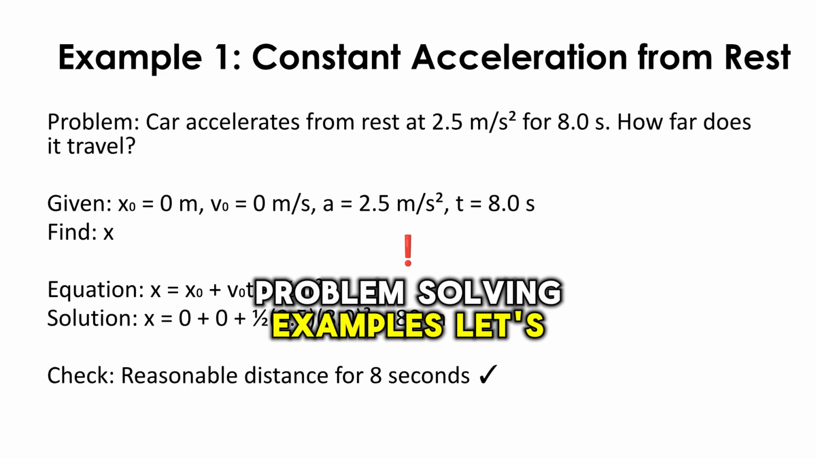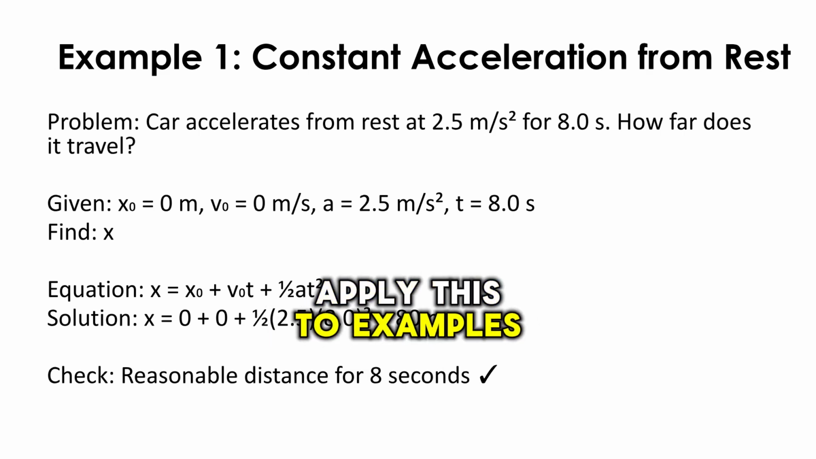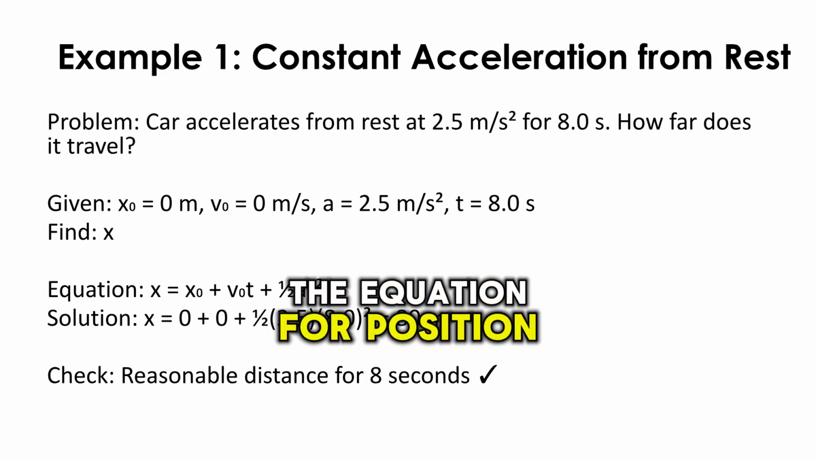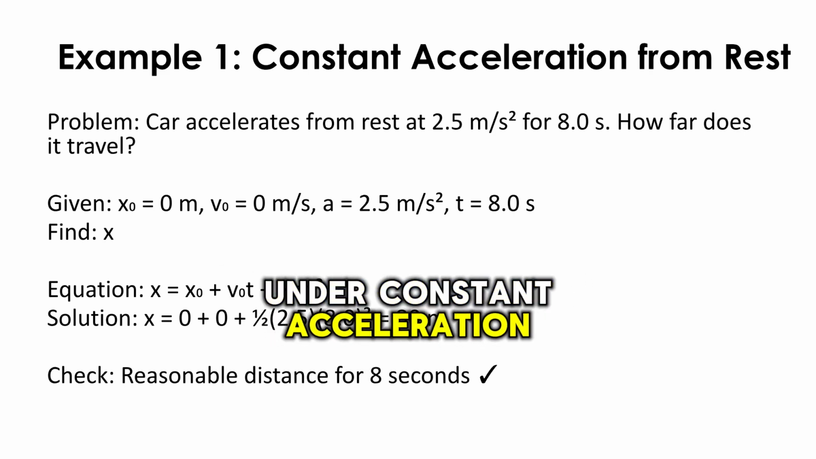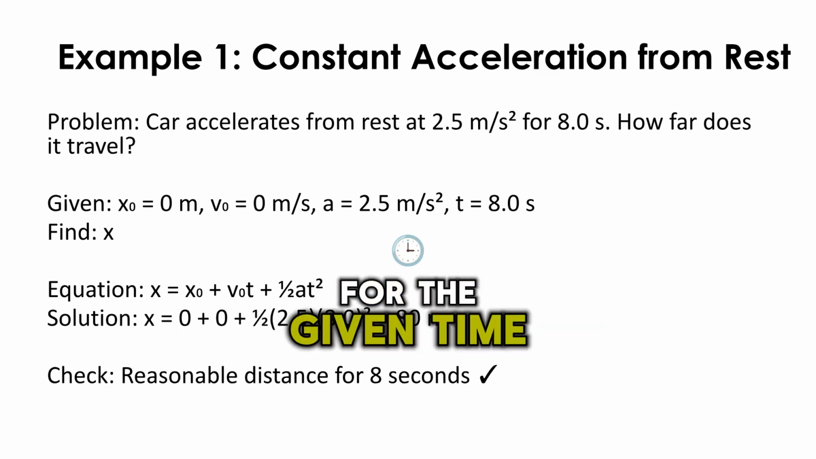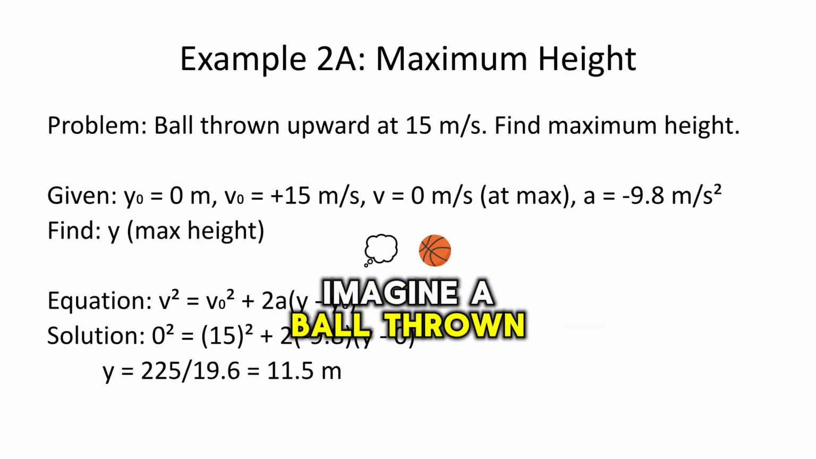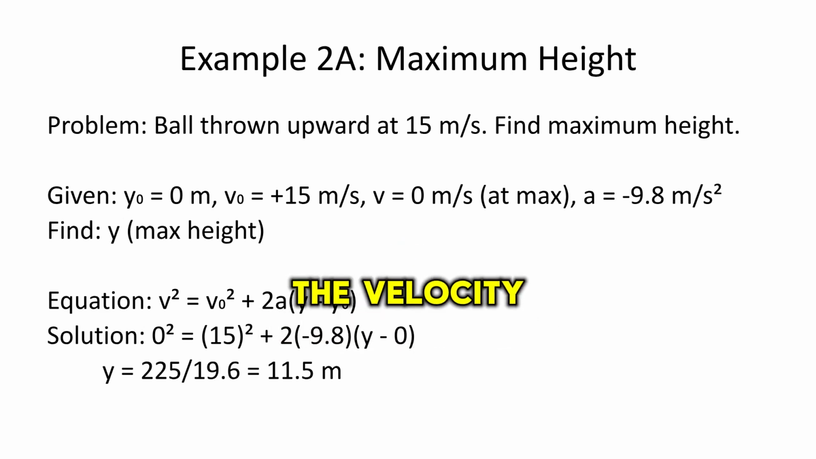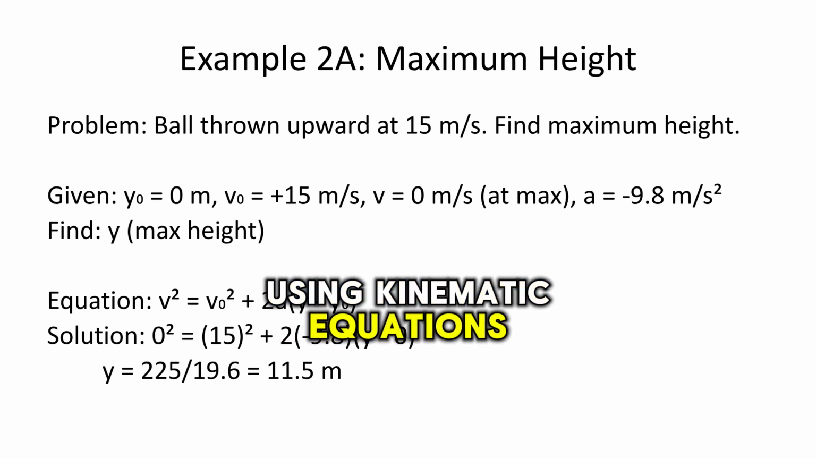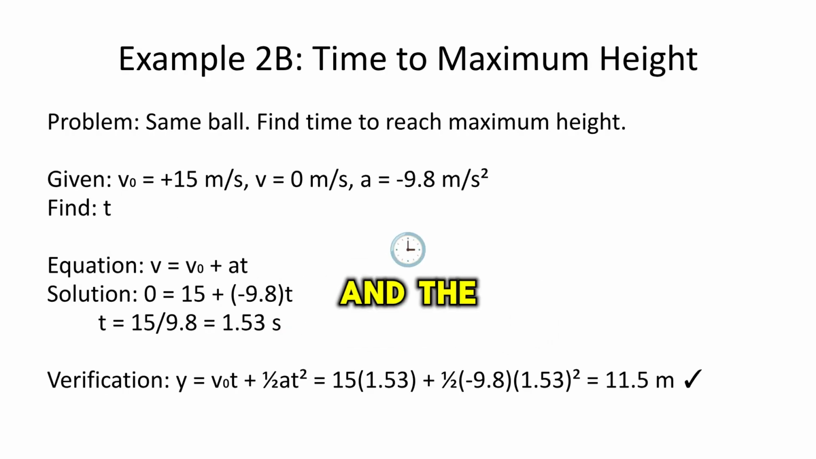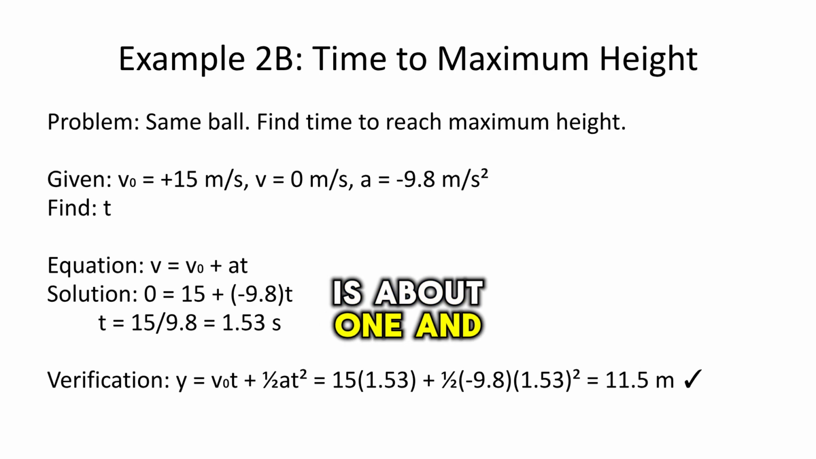Problem-solving examples. Let's apply this to examples. A car accelerates from rest at 2.5 meters per second squared for 8 seconds. Using the equation for position under constant acceleration, we find the car travels 80 meters. That's a reasonable distance for the given time. Now imagine a ball thrown upward at 15 meters per second. At its highest point, the velocity is 0. Using kinematic equations, we find the maximum height is 11.5 meters, and the time to reach that height is about 1.5 seconds.